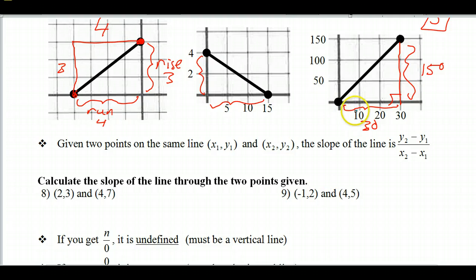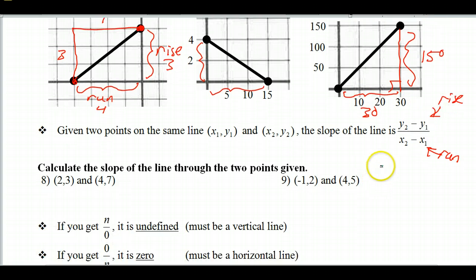If I didn't have a picture, remember the rise. The rise is the difference in the y values. It's the change in height. So it makes sense that you should be able to get that vertical change by subtracting the bigger y minus the smaller y. Okay? And the run is the horizontal change. So it makes sense that I should be able to find the run by subtracting the x's from each other to get that horizontal change.